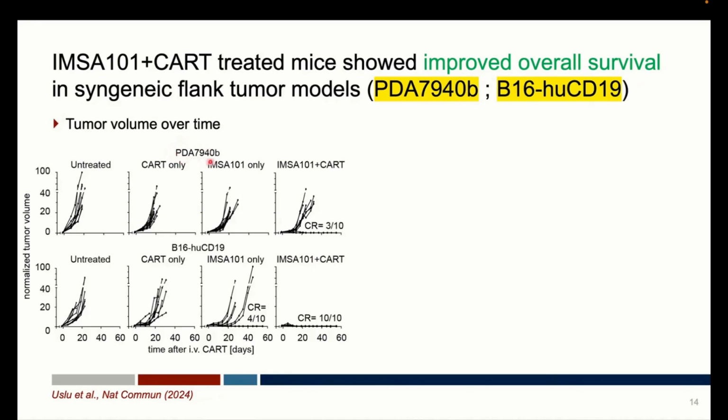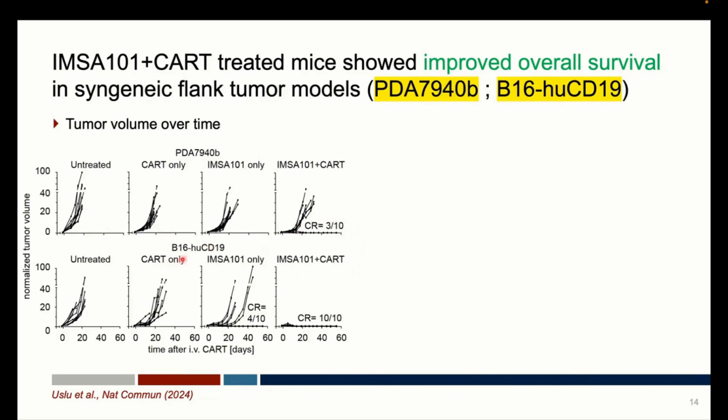On top is the tumor growth shown of the PDA tumor model. At the bottom, the B16 tumor model. On the very right, we can see mice receiving the combination treatment. And here you can see that in the PDA model, there were 3 out of 10 mice which showed a complete remission. So the tumor disappeared following the combination treatment.